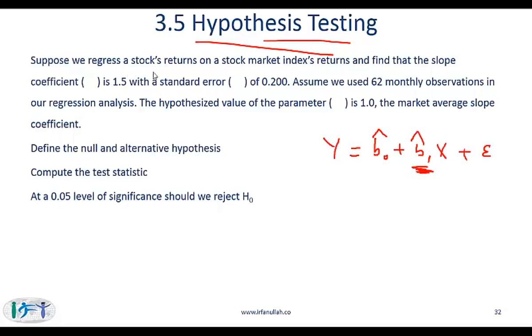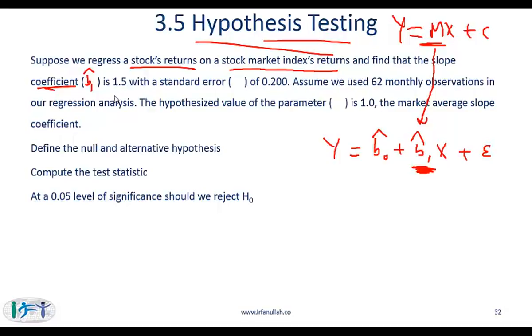Suppose we regress a stock's return on a stock market index's return and find that the slope coefficient is 1.5. Now, what is that slope coefficient? When we say slope coefficient, if you recall the relation y is equal to mx plus c, the m is the slope. So notice, what is m analogous to? It's the b1. So this b1 is sometimes called the slope coefficient. So this is the b1 hat. Why am I putting a hat on this? Because this is the estimate. This is what the regression software is telling you.